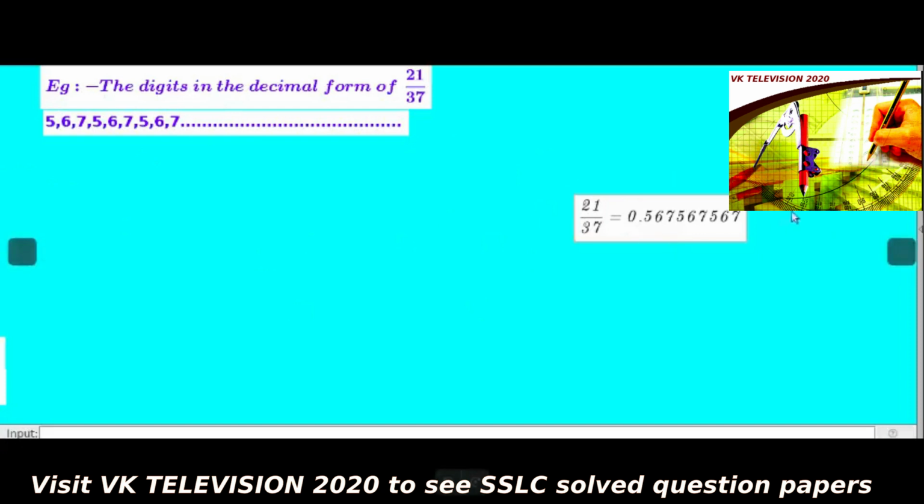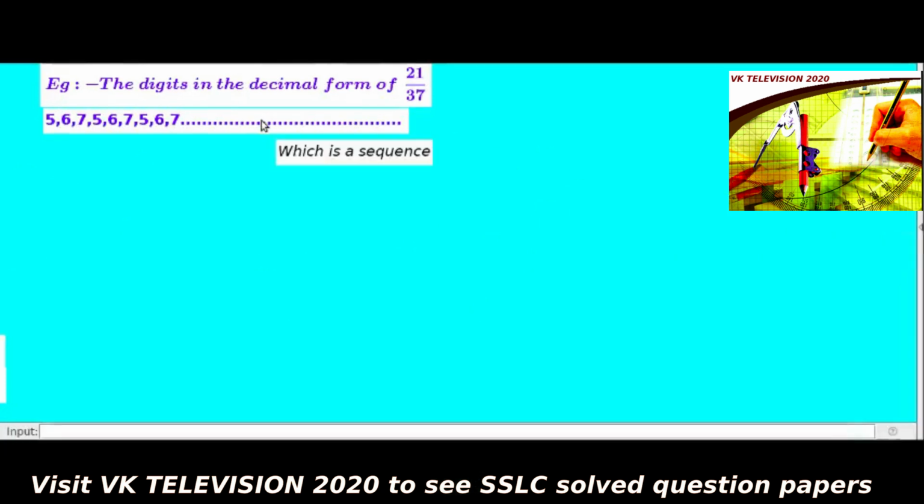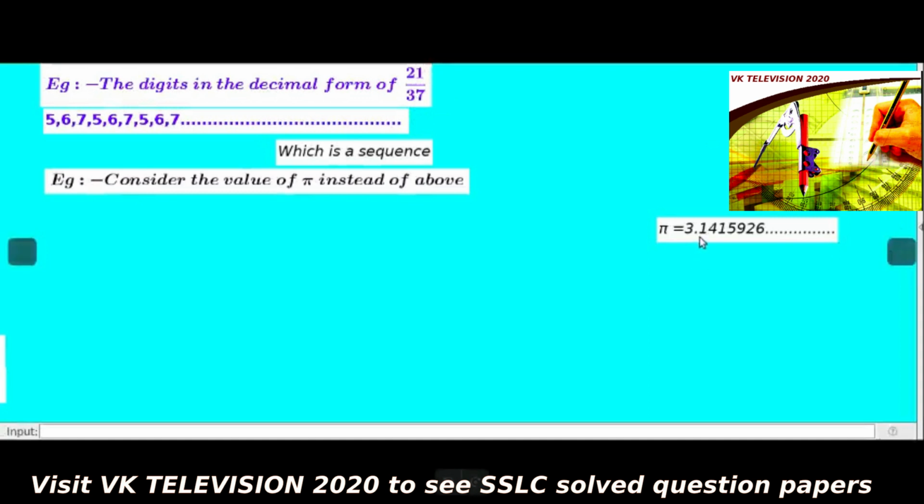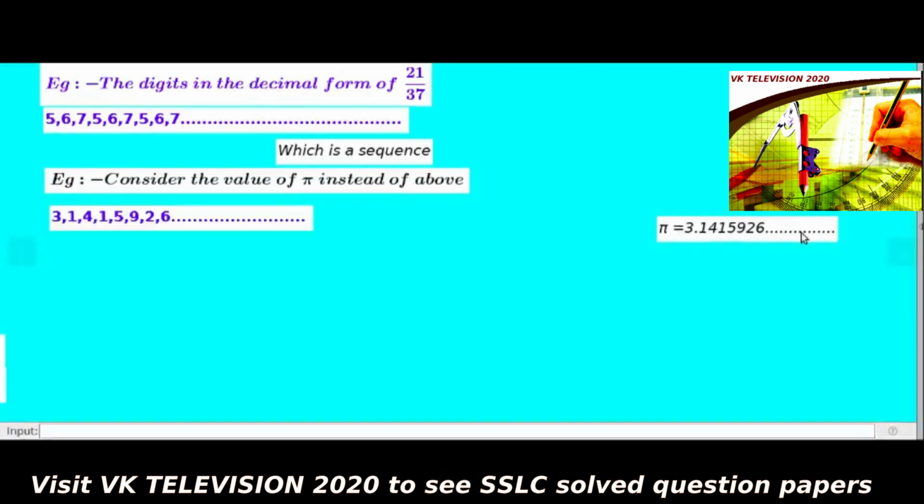ഇതെന്താണ് ഒരു നമ്പർ സീക്വൻസിനുള്ള എക്സാമ്പിൾ ആണ്. അടുത്തത് consider the value of pi instead of above. We take the value of pi instead of 21 by 37. We know that the value of pi is equal to 3.1415926. Now we take the digits in the value of pi, that is 3.1415926. This is also an example for a sequence.